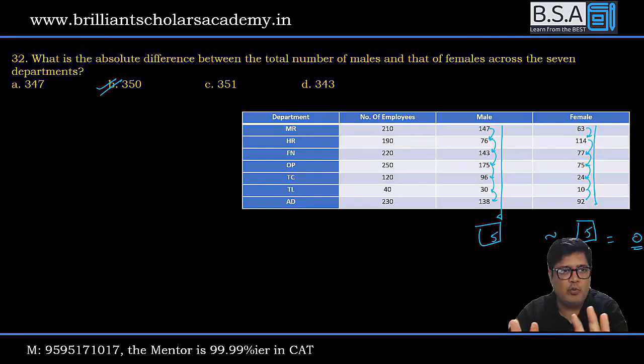Usually I don't do this kind of thing in CAT. You have a calculator, you want to be absolutely sure. Exam is like CET, SNAP, NMAT. You are in a hurry, कर लो ये, हो जाएगा. This is called unit digit verification. I added the unit digit for both, and then subtracted them.